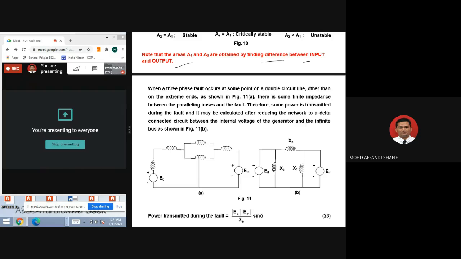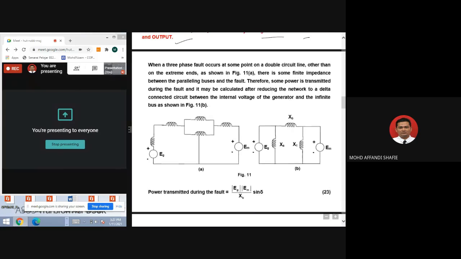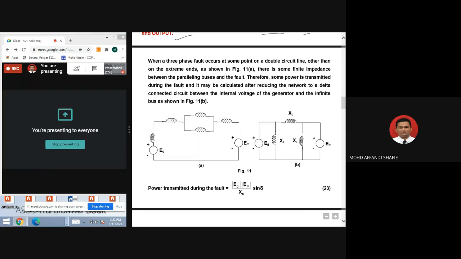So when a three-phase fault occurs at some point on the double circuit line other than on the extreme end, as shown in figure 11A here, there is some finite impedance between the paralleling bus and the fault. So therefore, some power is transmitted during the fault, and it may be calculated after reducing the network to a delta connected circuit between the internal voltage of the generator and the infinite bus as shown in figure 11. So here, the power transmitted during the fault is equal to EG times EM divided by XP. So normally XP is the total reactance. So after you simplify the circuit, figure 11B.